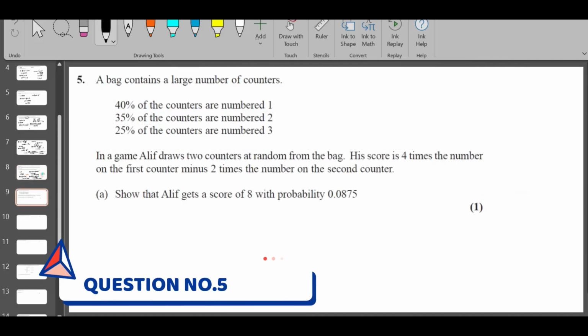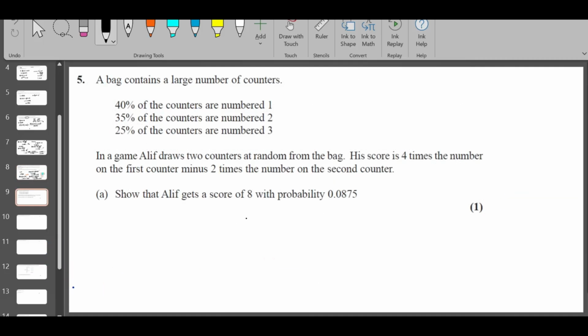Question number 5. A bag contains a large number of counters. 40% of the counters are numbered 1. So P of a counter with number 1 is 0.40. P of number 2 is 0.35. P of number 3 is 0.25, 25%. In a game, Alif draws 2 counters from the bag.